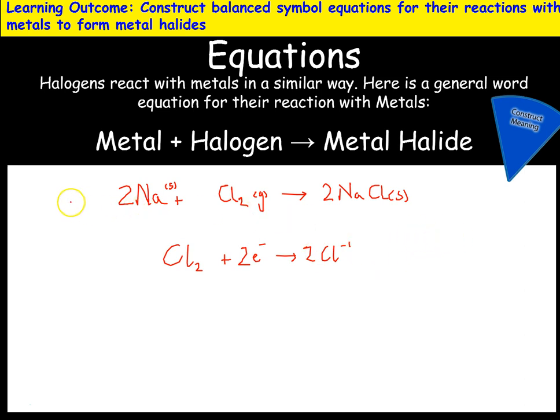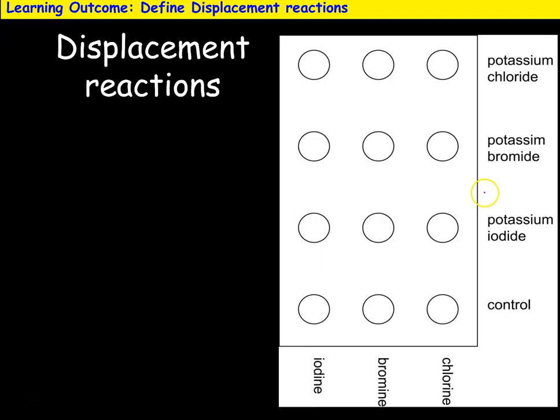That is why as you go down the halogens, the reactivity decreases, because it's easier to gain an electron when your atom is very small. This is the exact opposite of the group 1 metals, where the reactivity increases down the group because it's easier to lose an electron. So moving on from that then, the other reaction that we need to know for the halogens is their displacement reactions.